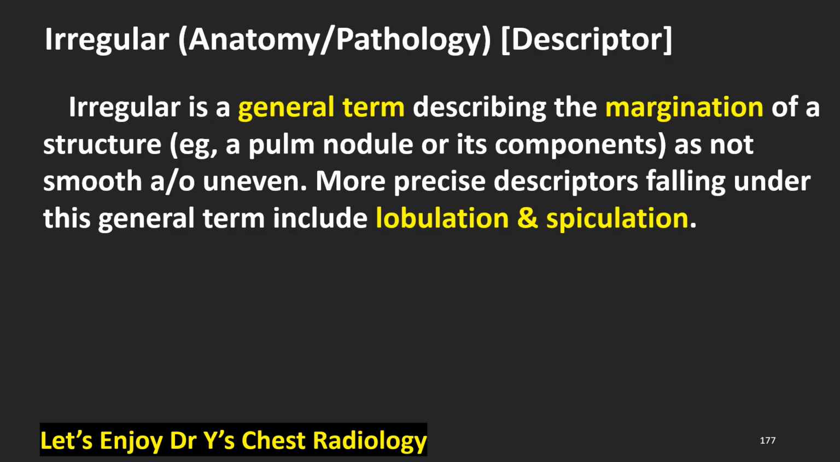Irregular anatomy pathology descriptor. Irregular is a general term describing the margination of a structure, for example, a pulmonary nodule or its components, as not smooth and/or uneven. More precise descriptors falling under this general term include lobulation and spiculation.